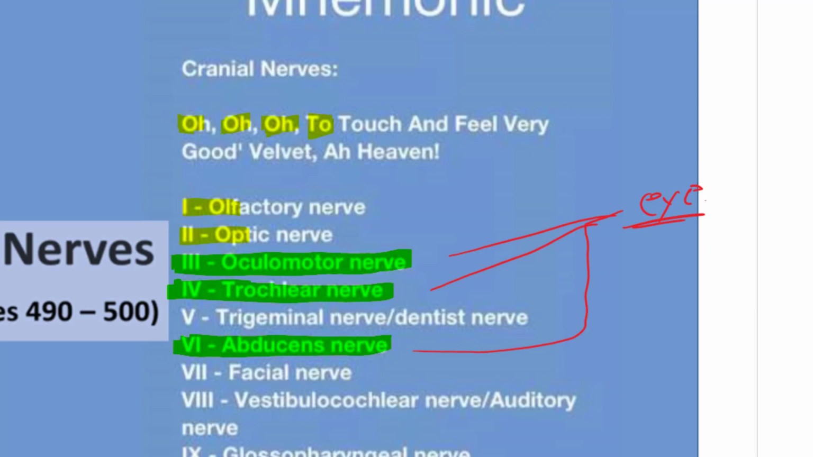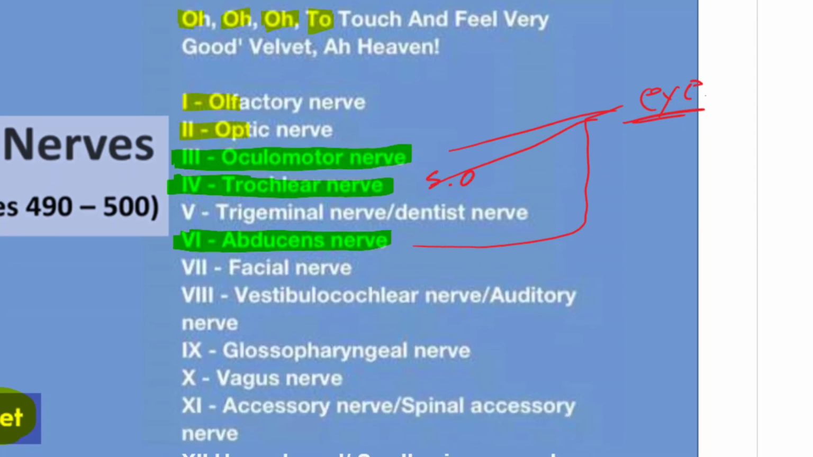What do you mean eye? Well, the oculomotor is going to do what to the eye? Oculomotor, what does it move? It moves the eye, guys. This is motor. So the other one is your trochlear nerve. What is your trochlear nerve going to do? Trochlear is the one that's going to move your superior oblique muscle.